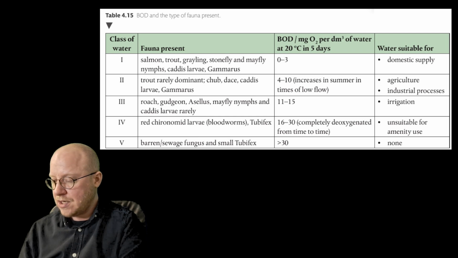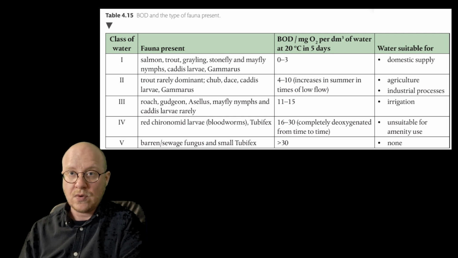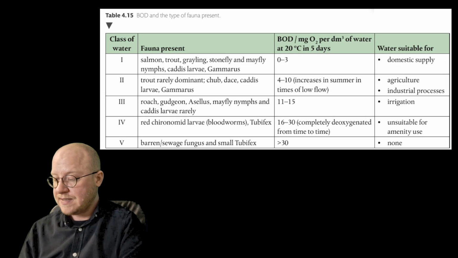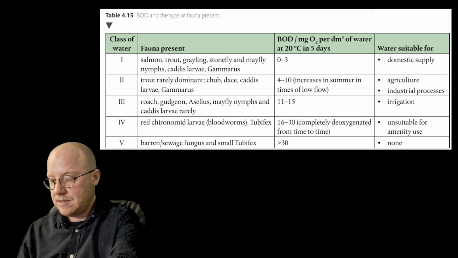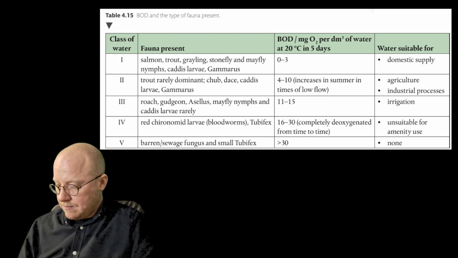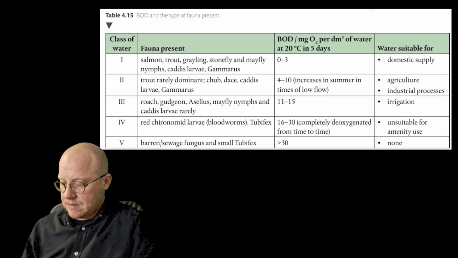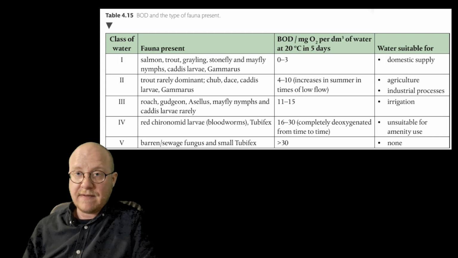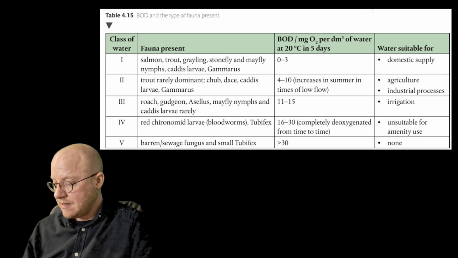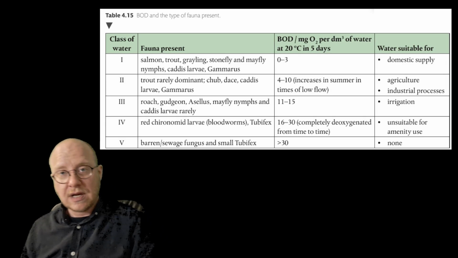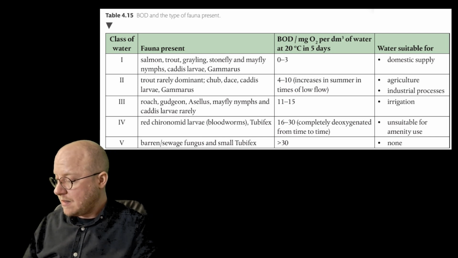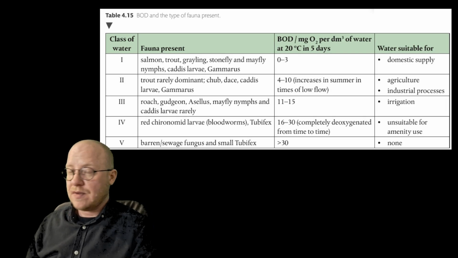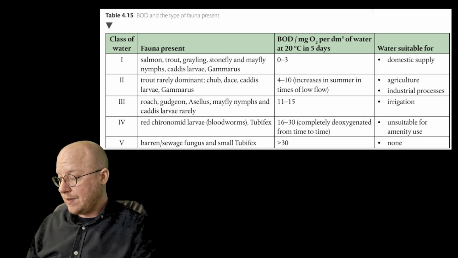Table 4.15 shows how the types of fauna, organisms like animals, present in a waterway relate to the levels of BOD, which was the biochemical oxygen demand. So you can see in this table, they've classed water into 5 different groups, 5 different classes, according to how high of a biochemical oxygen demand there is. And then, based on that, what it is safe to use the water for.